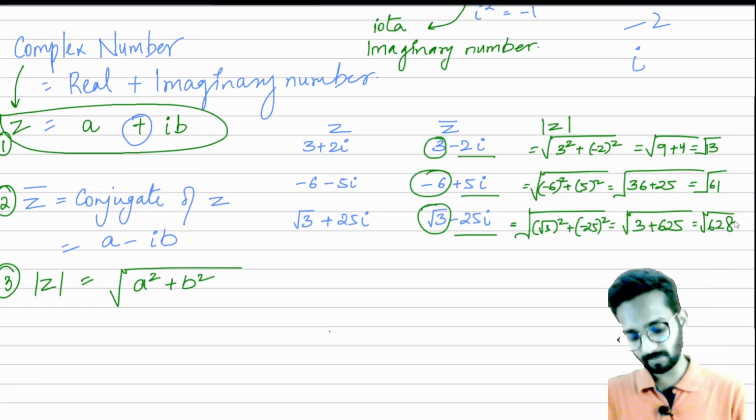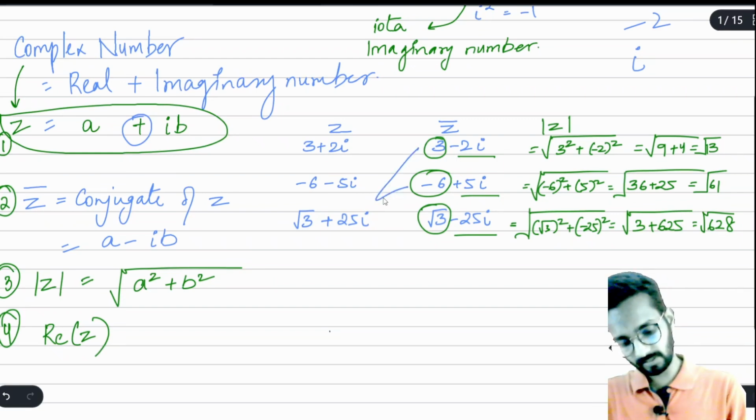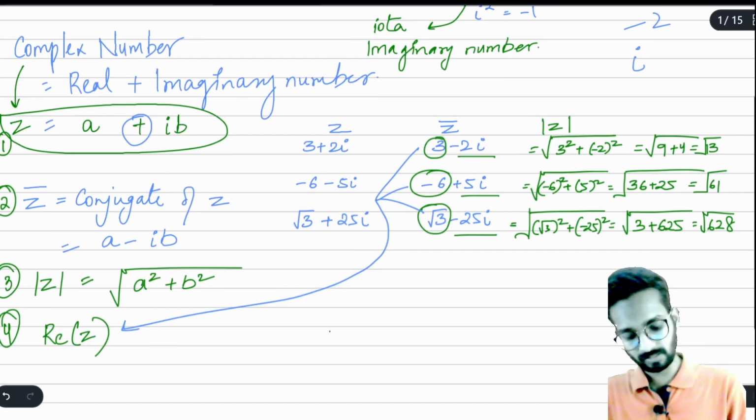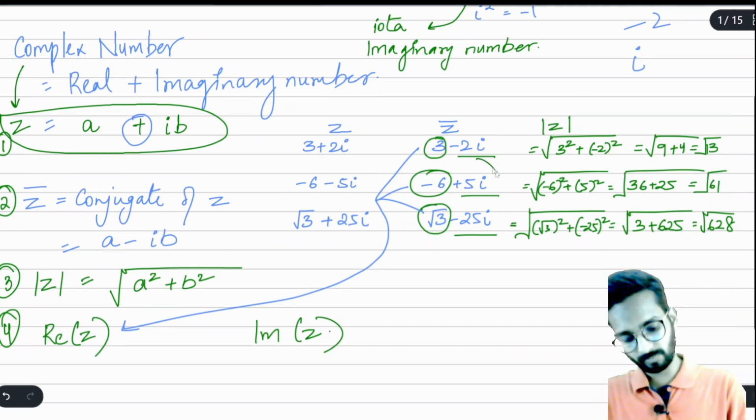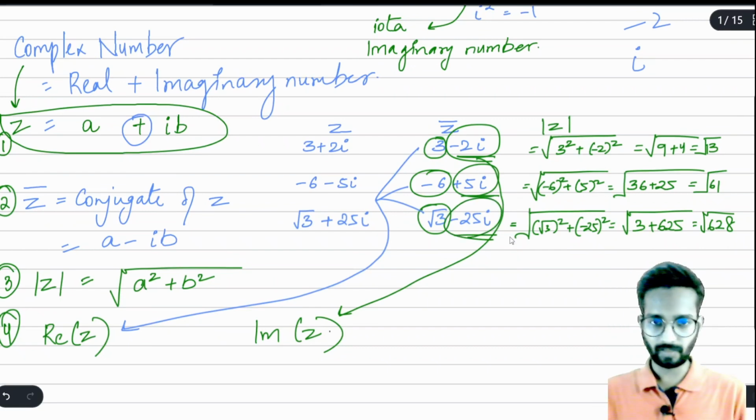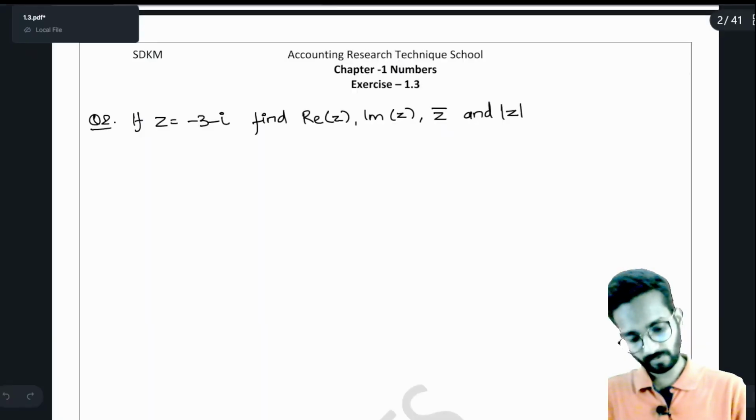Okay, this is concept number 3. The fourth is very simple. If somebody asks us what is the real part of z, we already know: these three numbers are the real parts of z. If they ask us to tell the imaginary part in z, what will you say? These three numbers are the imaginary parts, 2i, negative 2i, 5i and 25i. Very simple.